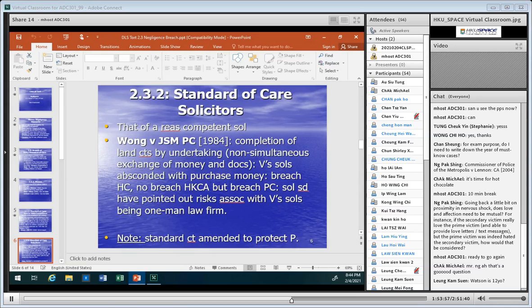And in Hong Kong, when you buy land, it's a two-stage process. The vendor and purchaser sign an agreement for sale and purchase, yes, and then there is a second stage called the completion stage, where an assignment is completed which transfers the legal title from the vendor to the purchaser.